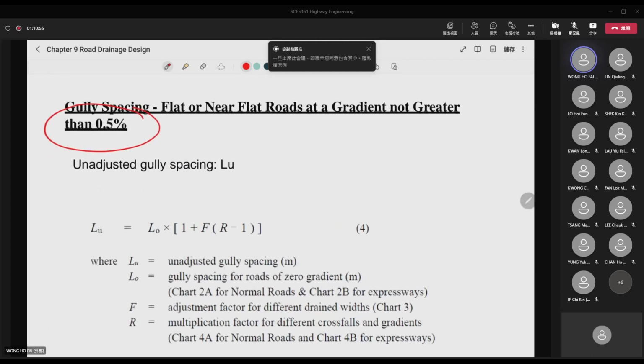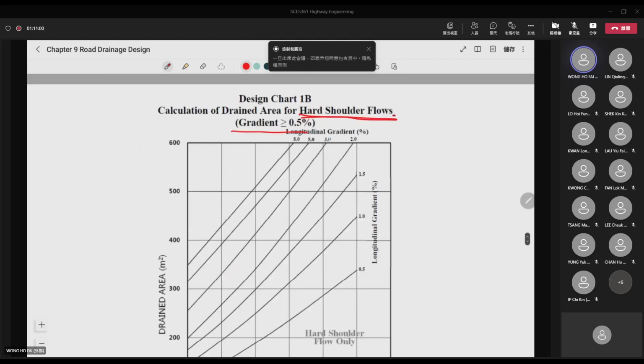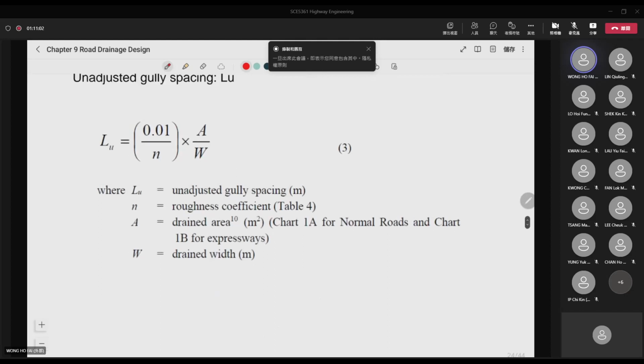LU is the unadjusted gully spacing, LU. Before, we also had one here, it is also LU. It is also an unadjusted gully spacing. That means this is the first spacing that we determine, okay? It depends on the drained area, and on the drained width, okay? And then the coefficient of roughness.